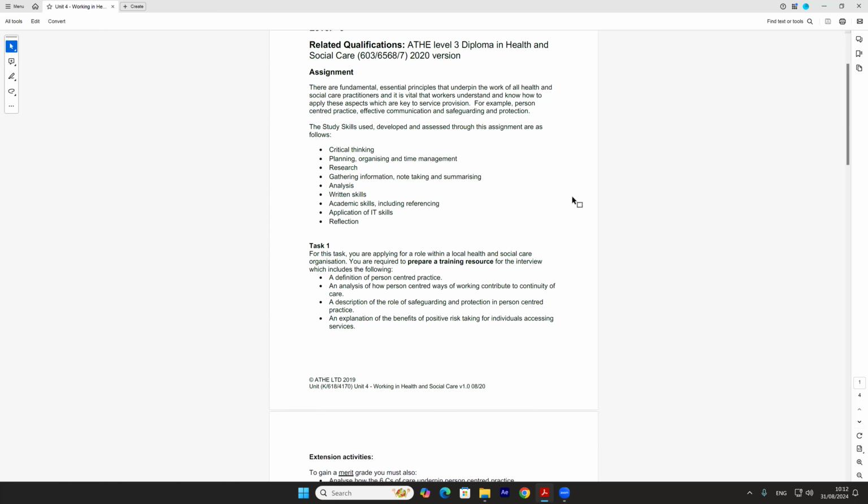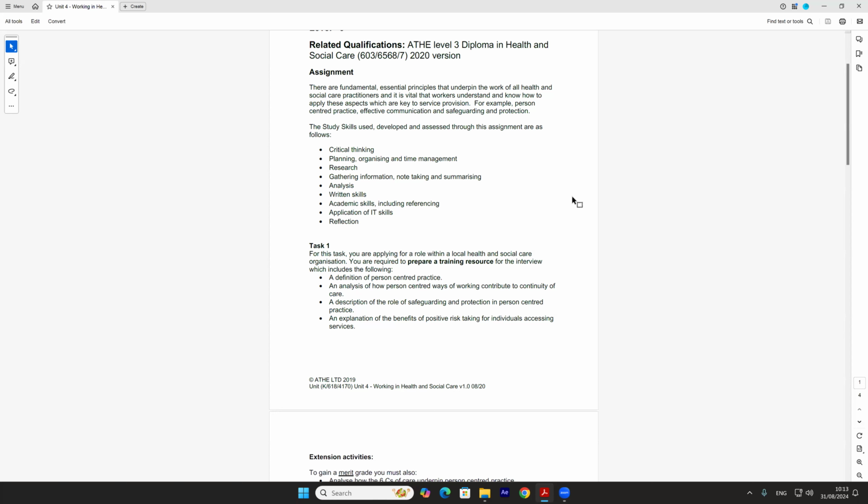So why is this important? Safeguarding is fundamental to person-centered practice because it ensures that individuals are not only respected and heard, but also protected from harm, which is essential for their overall well-being.